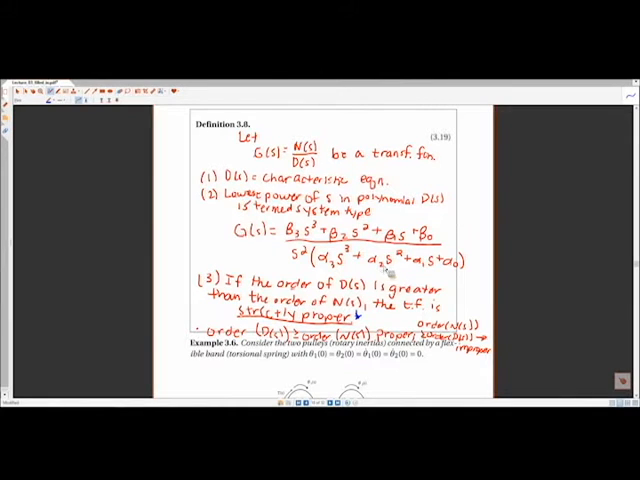All right, are there any questions about the definition of a transfer function? Yeah? The strictly proper and just proper, is there a difference? Is it just the equal sign? Let's see, strictly proper versus proper. Yeah, just the equal sign.